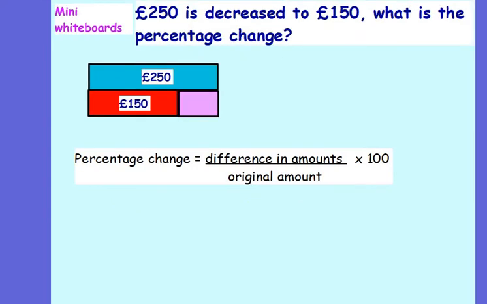Let's do another example, mini whiteboards. £250 is decreased to £150. What's the percentage change? Again, I've drawn the bar model to help you out. Pause the video and work that out now, please.